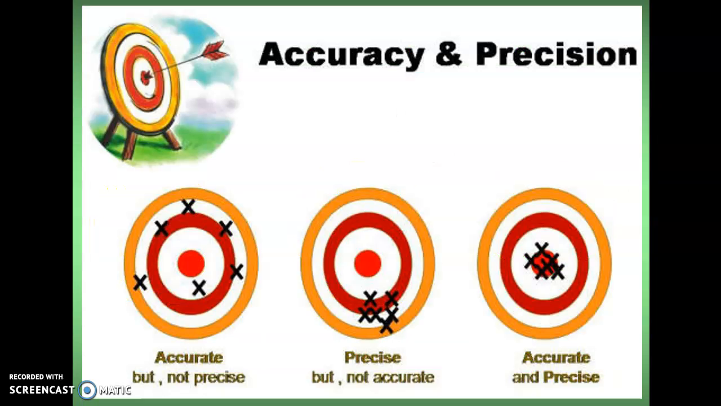Here are some more visual examples. On the left, accurate but not precise. In the middle, precise but not accurate. And on the right, we have accurate and precise.